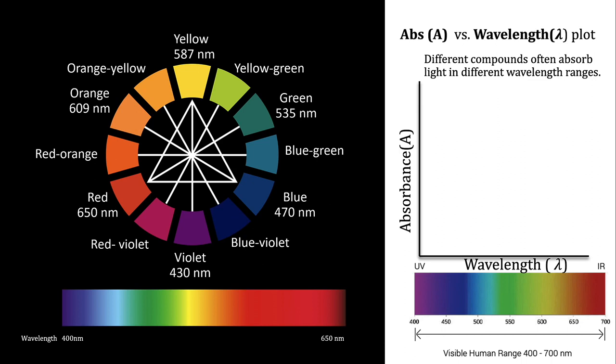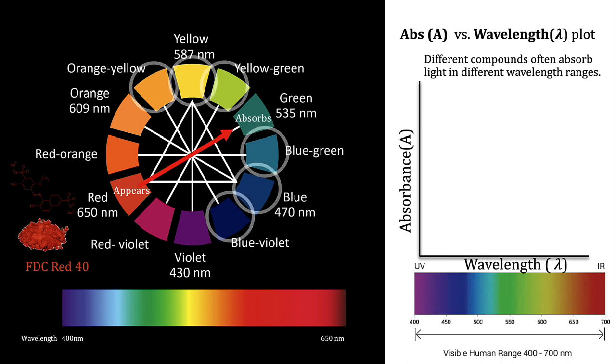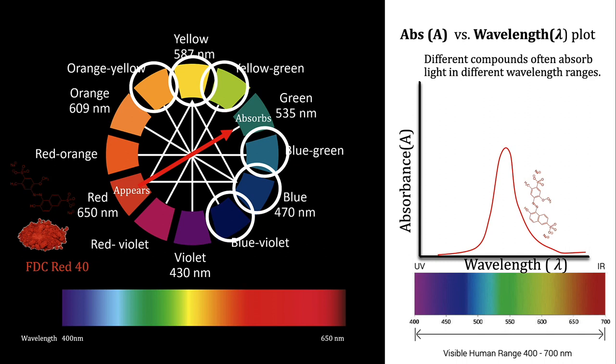If we consider a compound like FD&C Red No. 40, which is widely used as a synthetic dye, of course it appears red. It appears so because the molecule absorbs mostly green light, as well as other colors around green to lesser degrees. If we measure the absorbance of FD&C Red No. 40 at different wavelengths, we would see that it absorbs mostly around 535 nanometers, which is what we call lambda max, which corresponds to green light. So it absorbs mostly green light and other colors around green to lesser degrees, and transmits back other colors that are not absorbed.